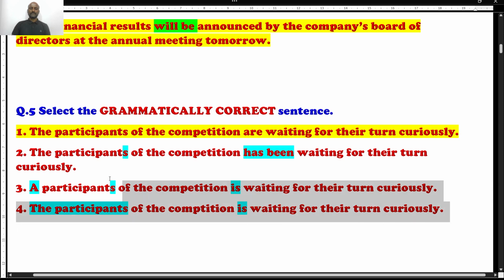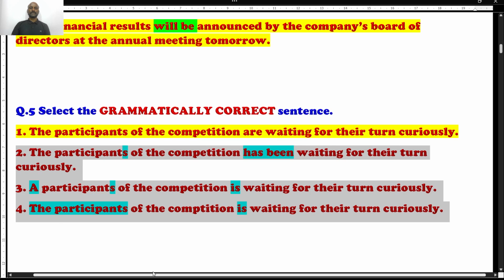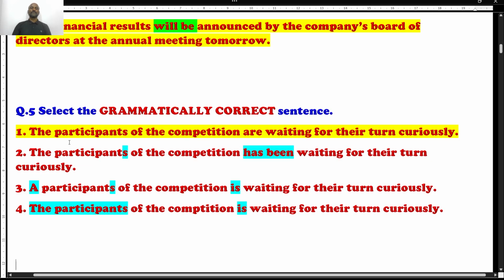So the second, third, and fourth options are grammatically wrong. The only sentence which is grammatically correct is option number 1. The participants of the competition are waiting for their turn curiously is going to be the right answer. Well, back to back, 5 questions I analyzed now.